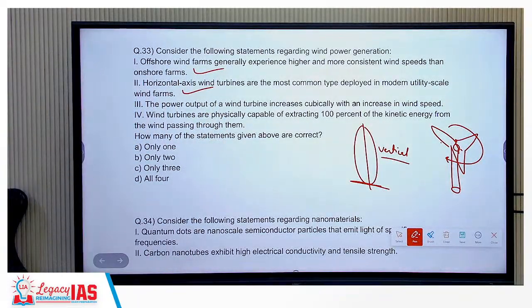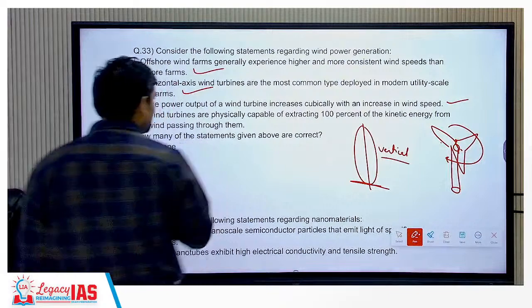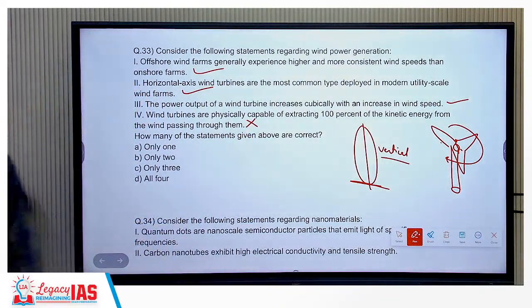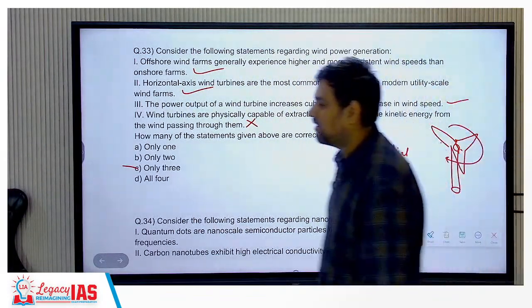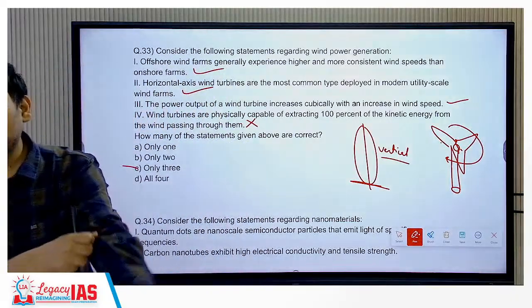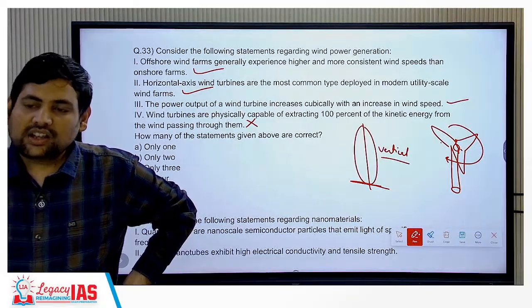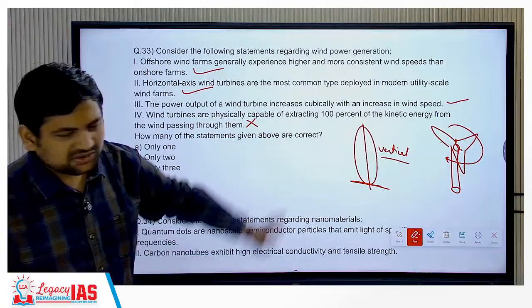Then the power output of a wind turbine increases cubically with increase in wind speed. This you may not know. This is also correct. Then wind turbines are physically capable of extracting 100% of, no, hardly 50-60% is the most. So how many of them are correct? Only 3. Okay, this changes cubically. You need not know the entire thing how it works. So basically this is mass per unit time and all that. Okay, so you have the energy from kinetic energy, but also you have mass that is coming per unit. So that's why you get this.